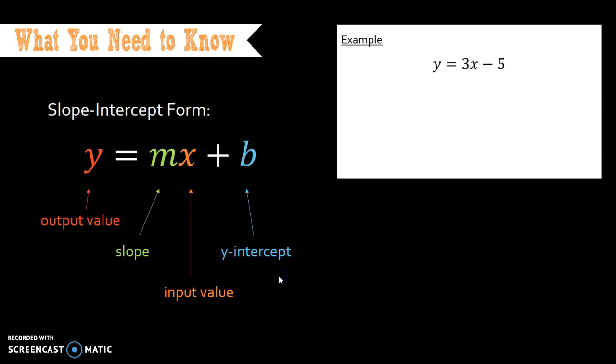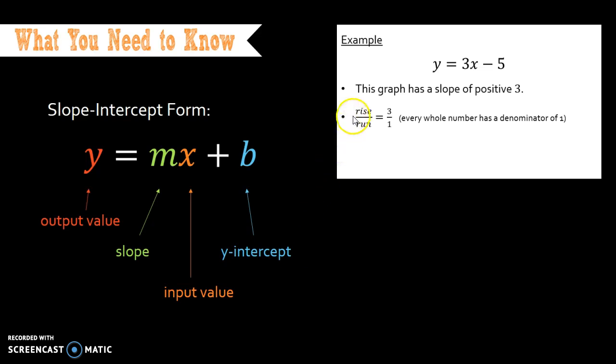Here's an example. y = 3x - 5. This graph is going to have a slope of positive 3, and we can write that as 3 over 1 because every whole number has a denominator of 1. And now it's really easy to pick out the rise over run, which is what we learned slope represents. It's the change in the up and down divided by the change in the left and right.